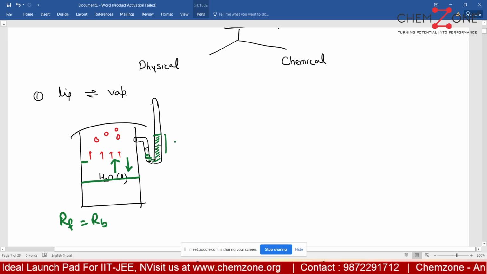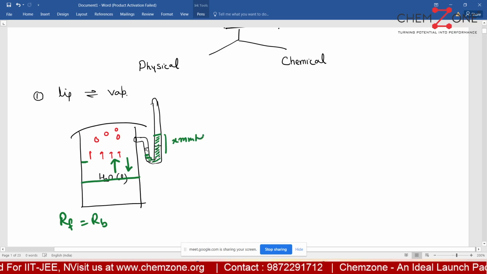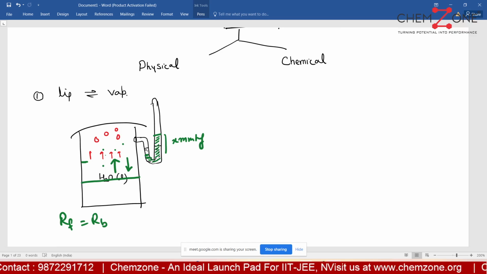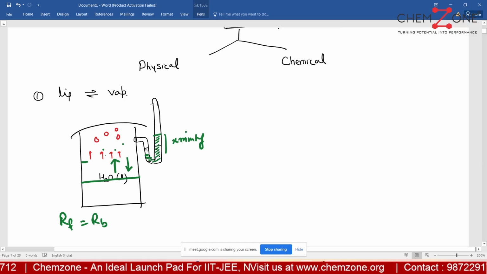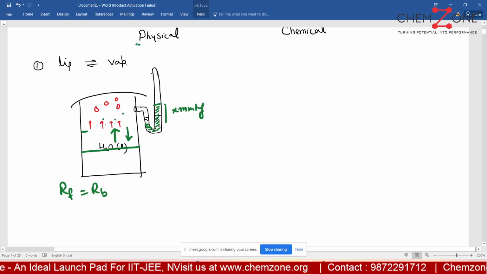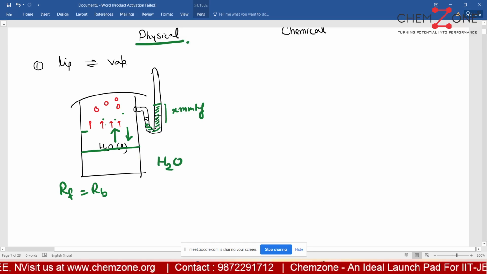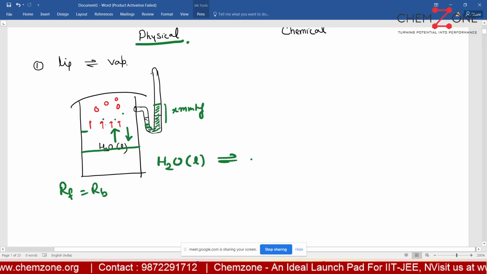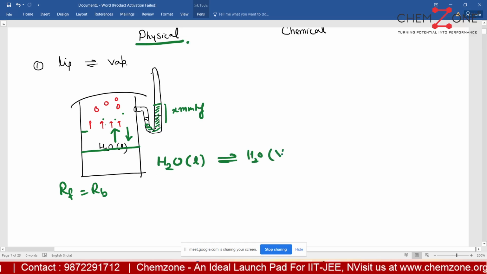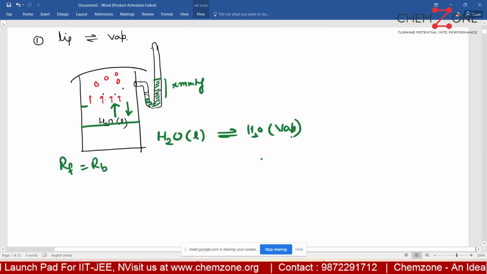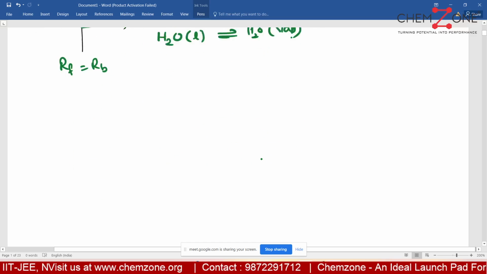Pressure becomes constant here because the number of vapors is constant. The amount of liquid is constant. This is an example of liquid vapor equilibrium. Am I clear? It's a physical equilibrium. Here we do not have any chemical change. The only thing is liquid water into vapors and vapors into liquid. They are interconvertible into each other. Am I clear? Yes, sir.